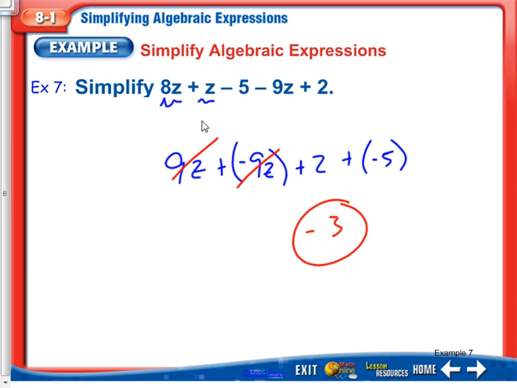So I was able to actually cancel out my 9z and -9z. So we don't actually even need those in the expression at all. They're not going to be there. Our final answer is -3.